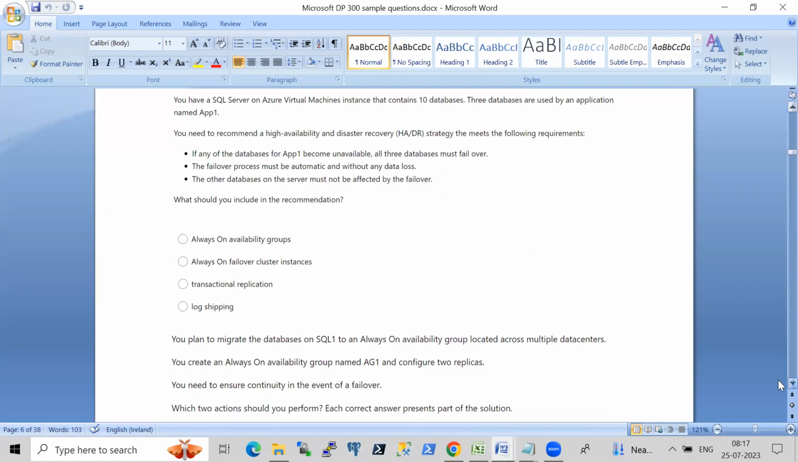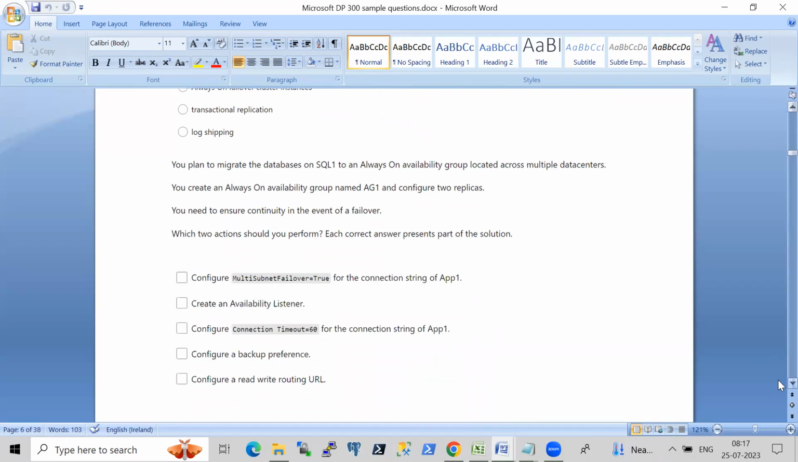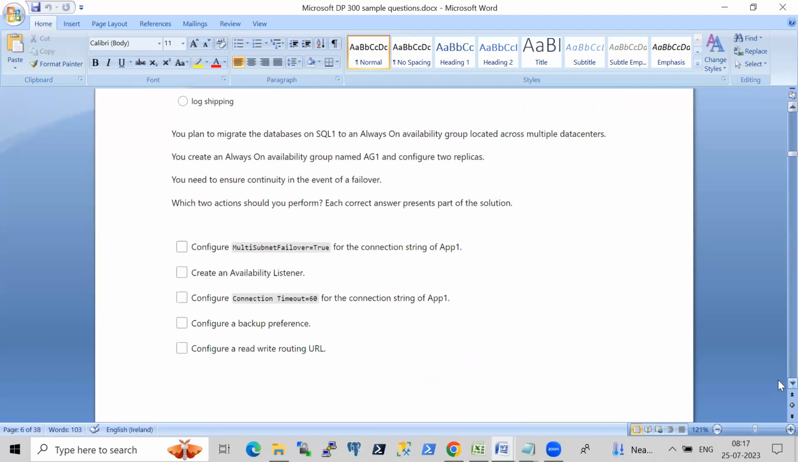So this is a simple question. And now we got a little complicated question, not a bit, because the options will confuse you. You know the topic, but let me go through this question. So the question is on migration again. You need to migrate a database on SQL 1.2 always on availability group located across multiple data centers. So when he says multiple data centers, it means that is multi-subnet clusters.